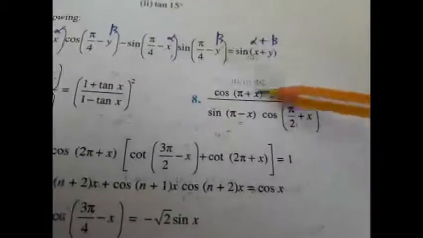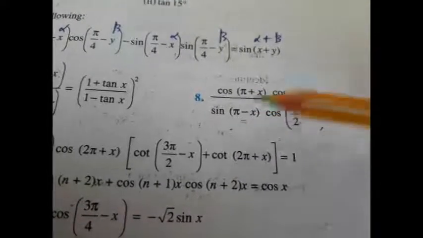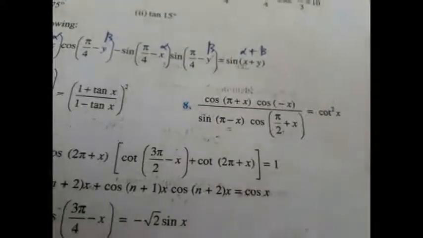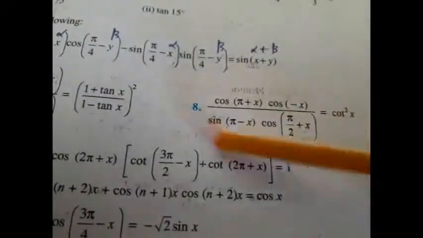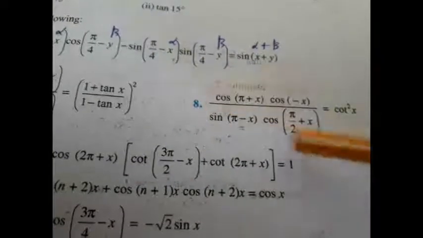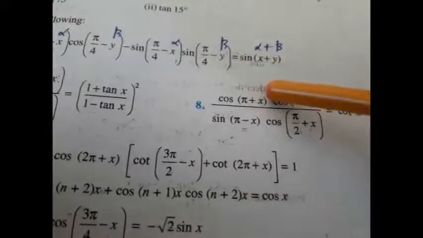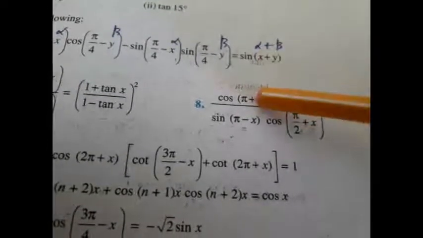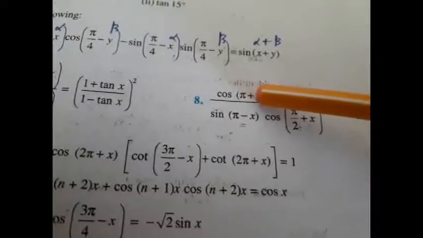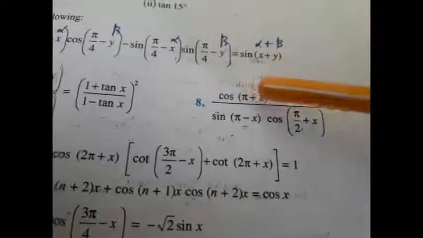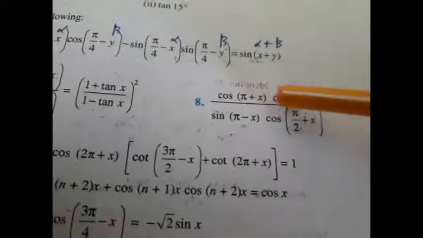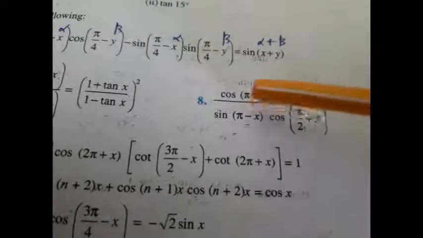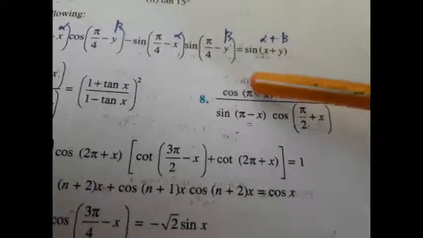See, cos(pi + x) into cos(-x) equals sin(pi - x) into cos(pi/2 + x) equals cot square x. So how can you solve this? Apply the identities which we have learnt already. Cos(pi + x), what is cos(pi + x)? It is going to be cos x, but whether it is going to be negative or positive, you have to think. When it comes to pi plus x, it will come to the third quadrant. In the third quadrant, only tan and its reciprocal is positive, so this will become negative. So this will become minus cos x.